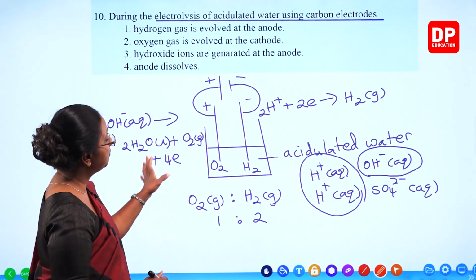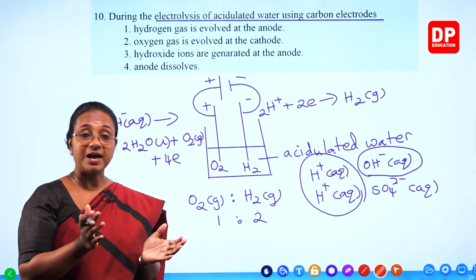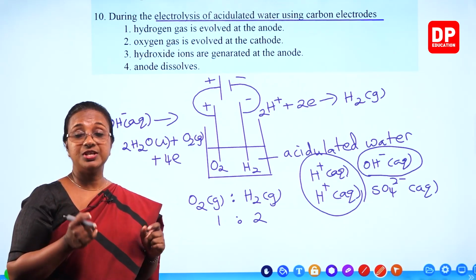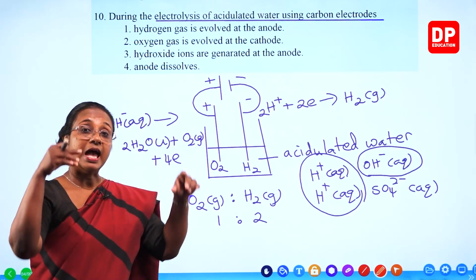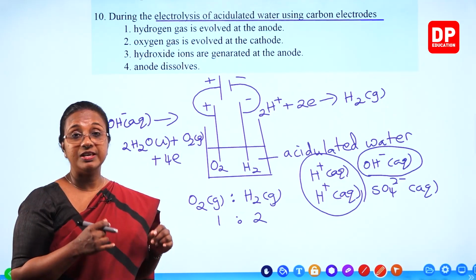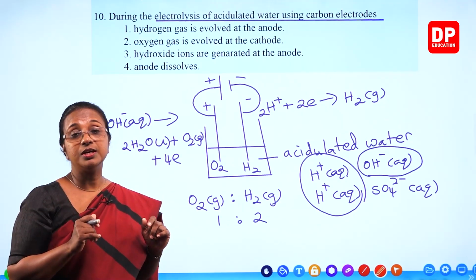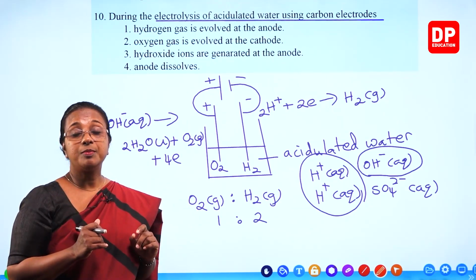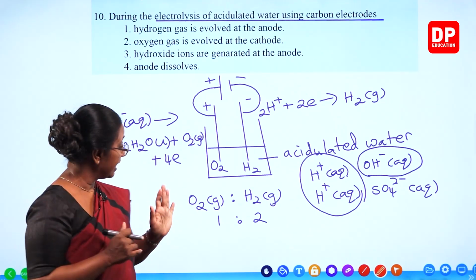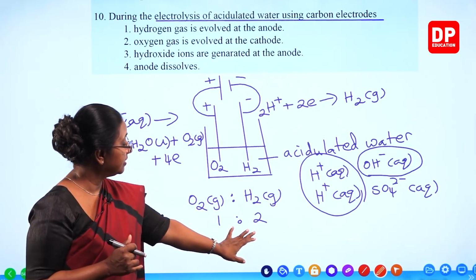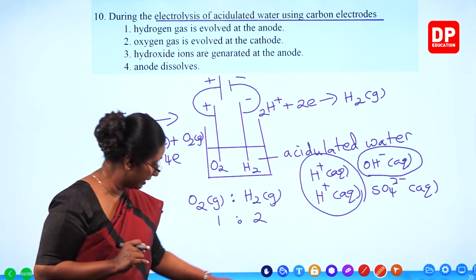You can remember we use a different type of electrolytic cell where you have a plastic cup, with carbon electrodes fixed into the plastic cup, and on top of the electrodes we have 2 test tubes filled with water, inverted and kept on top of the electrodes so that the gases get collected into them. And there you will see more hydrogen gets collected and less oxygen gets collected. You can remember all that.